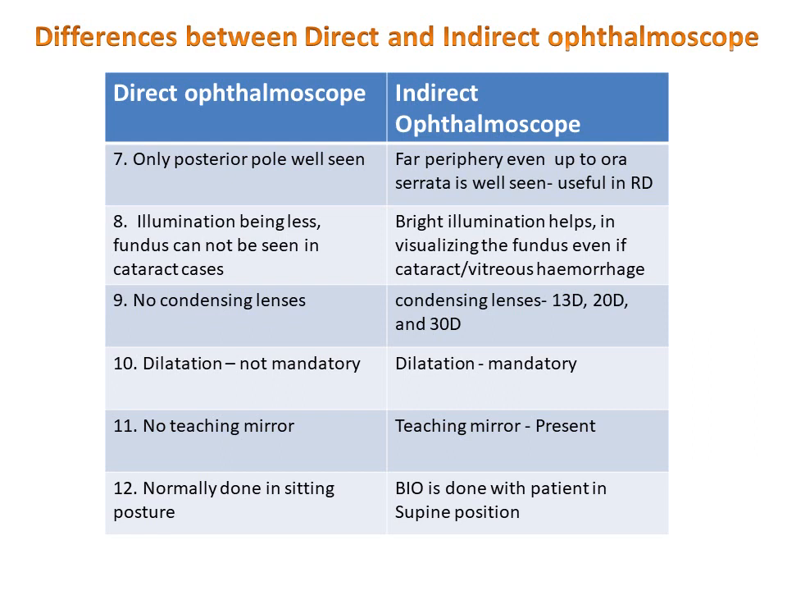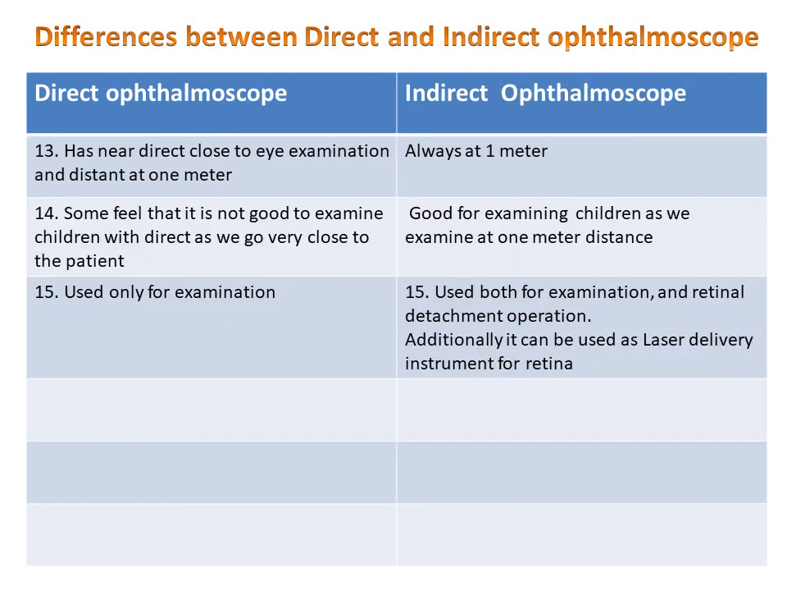Direct ophthalmoscopy is normally done in sitting posture, erect posture, while binocular indirect ophthalmoscopy is done with patient in the supine position. One more difference is that in direct ophthalmoscope you have two kinds of examination, that is distant direct ophthalmoscopy at a distance of 1 meter, and near direct ophthalmoscopy which is very close to the eye of the patient. But in indirect ophthalmoscope you have only one kind of examination, that is examination at 1 meter distance.